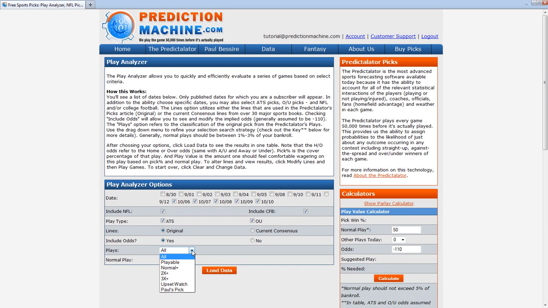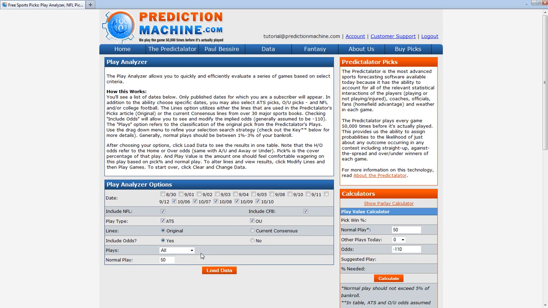The upset watch picks, which are seen with the binoculars, where the underdog is considered to be likely to win the game outright. And Paul's picks: the top 3 against the spread plays on Sunday for the NFL, on Saturday for college football, the Monday Night Football play against the spread, and the best against the spread play from college football, whether during the week, whether that be Wednesday, Thursday, or Friday. To show everything off here, we'll select all and include every play in there.